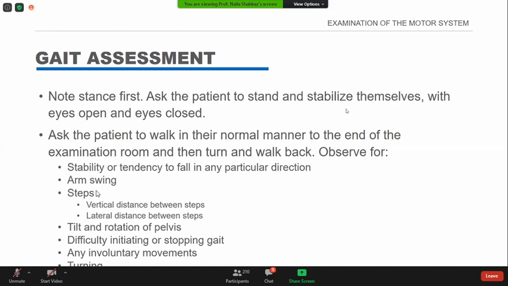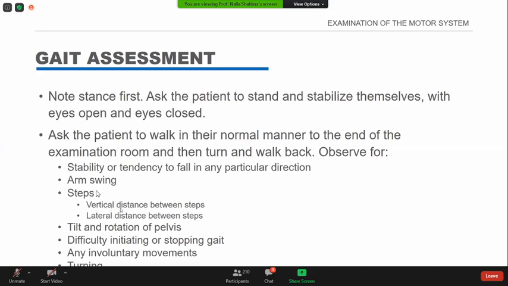Ask the patient to stabilize and then walk in their normal manner to the end of the examination room, and turn and walk. You have to observe for stability, whether the gait is stable or the patient has a tendency to fall in any particular direction. Is the arm swing present on the two sides or not?